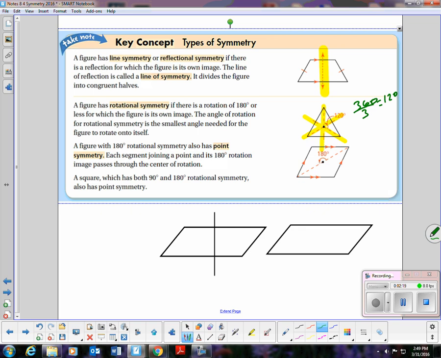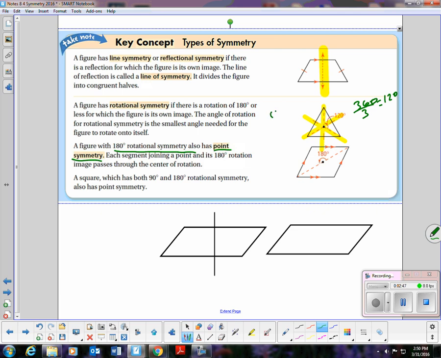Now, if a figure has 180-degree rotational symmetry, then it has point symmetry. That's just for a specific 180-degree rotation. So if you get the same figure after rotating 180 degrees, you have point symmetry. Does this triangle up here have point symmetry? Well, actually, no, it doesn't. It has 120-degree rotation, so it doesn't have point symmetry.